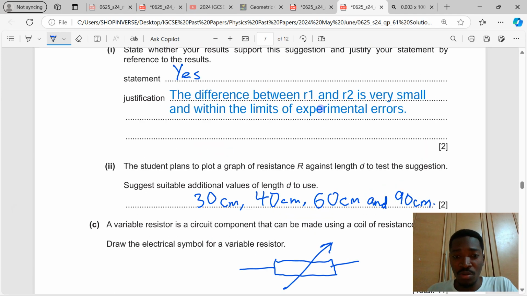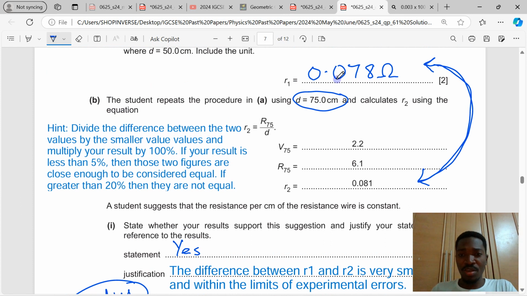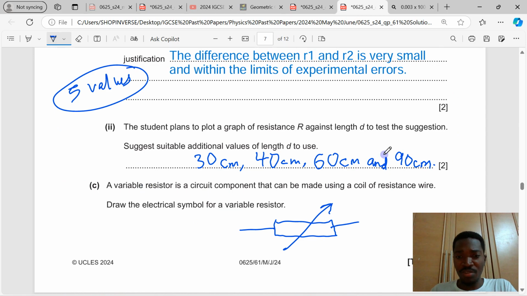If you are performing an experiment and you want to plot a graph, we want you to have about 5 values. So experiments that involve a graph, you need about 5 values. We already have 2 values, the one we did for R1, then the one the student did for R2. So just put 3 other values, and if you choose to put 2 other additional values, it's fine. Just don't go beyond 100 centimeters because your resistance wire is usually up to 100 centimeters or 1 meter. And of course, you can't pick any value below 0. In fact, 0 even shows that no length has been picked. So pick values bigger than 0.